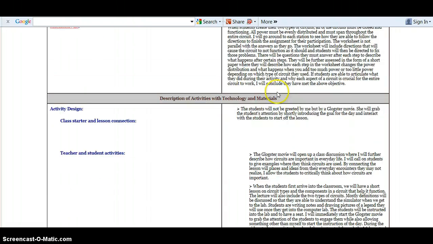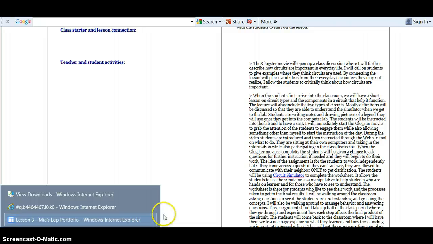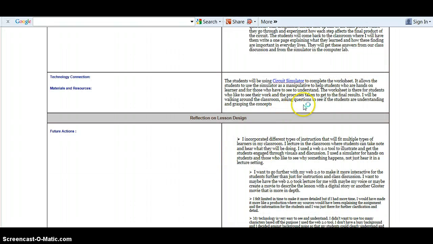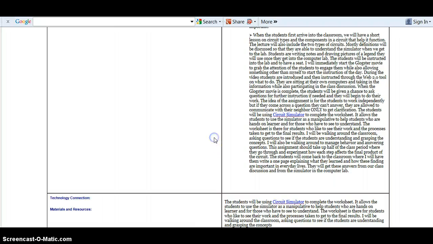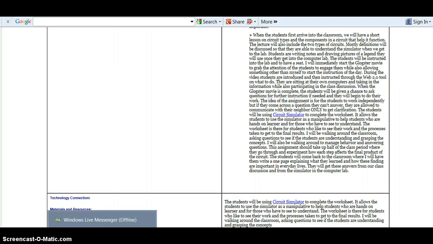So in this one, students will have a worksheet where they are instructed to create two different kinds of circuits, series and parallel, and they will go to the circuit simulator to create their own personal circuits. Once they finish that, that's how I will know their knowledge of circuits, if they are able to successfully complete a series circuit.